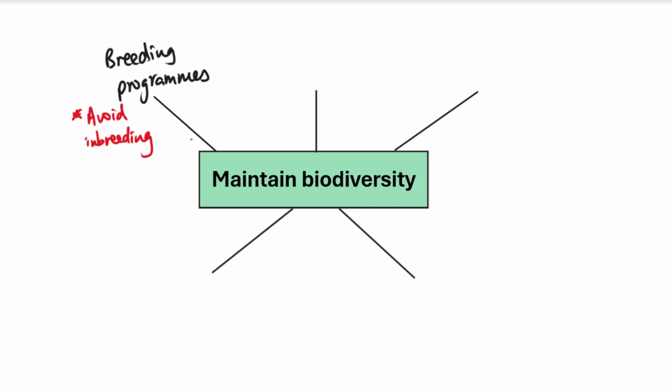So one thing to know about breeding programs is that we want to avoid inbreeding, for a few reasons. Number one, we want to reduce the chance of the offspring inheriting 2 recessive alleles, which could lead to inherited disorders. I mean, they're already low in numbers. We want to increase the chance of their survival.